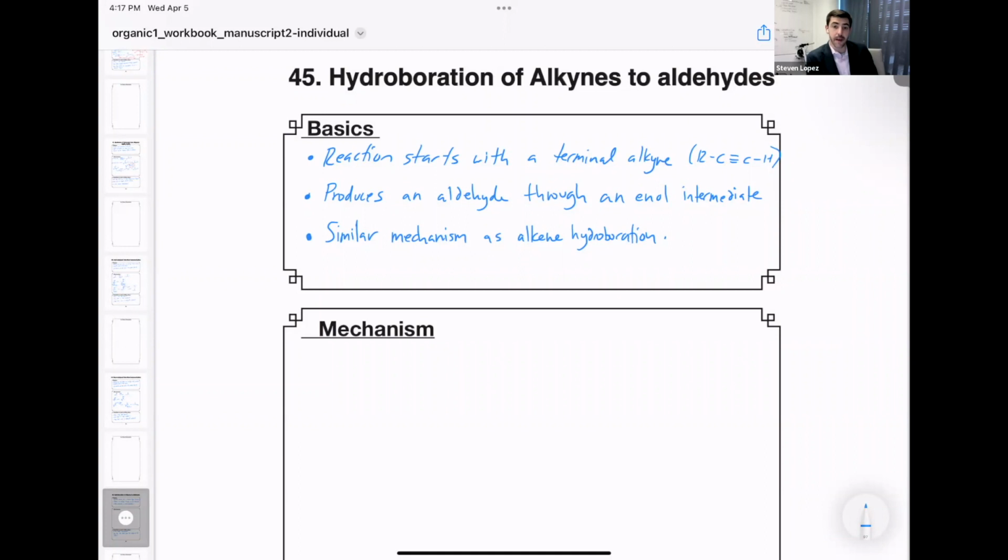So as you might guess by now, there's going to be a tautomerization. And this reaction has a similar mechanism to that of alkene hydroboration. So as such, we won't go through that mechanism in detail here. Instead, I'll just give you the most important intermediates and rearrangements that happen during this reaction.